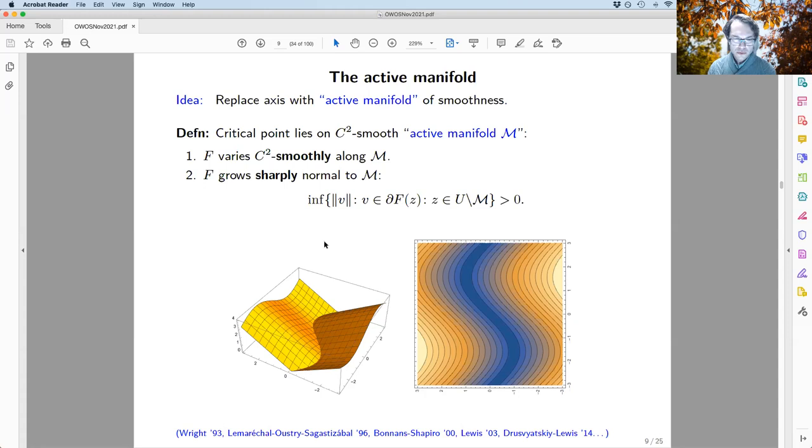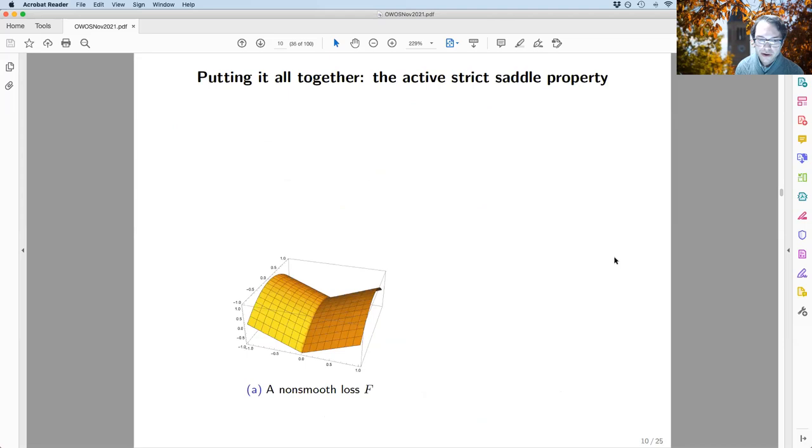But of course, looking at this example, we forgot about curvature. And so the natural question then is, how do we incorporate curvature back in? All right, so we have this loss function. It has this active manifold along the x-axis. And the function is smooth along the manifold. It's just a negative quadratic. And so we want to extract that smooth structure in order to think about saddle points of this function.